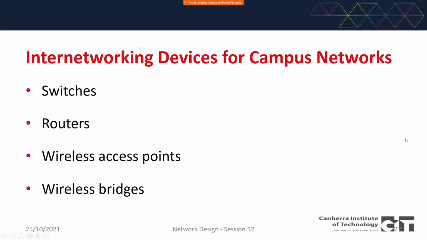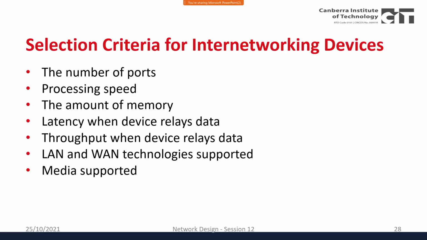Now, into networking devices for campus networks, we have switches, routers, wireless access points, and wireless bridges. How do we select each one of them? We come down to selection criteria. The number of ports is important because it comes down to how much we're going to spend buying certain switches and routers. Processing speed is also something else to consider.